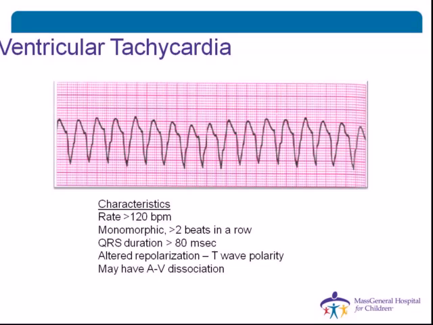Ventricular tachycardia is a wide complex tachycardia with rates typically greater than 120 beats per minute. Can be monomorphic, that is, have the same QRS morphology, and typically has a T wave axis, which is opposite the QRS axis. And there may also be presence of AV dissociation in patients with ventricular tachycardia. This can be a life-threatening emergency. Can also be seen in patients with myocarditis or various toxidromes.